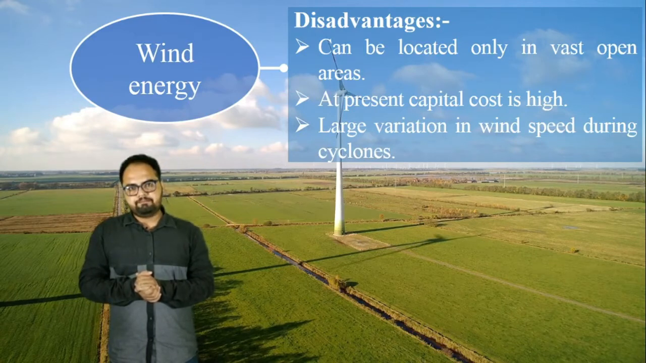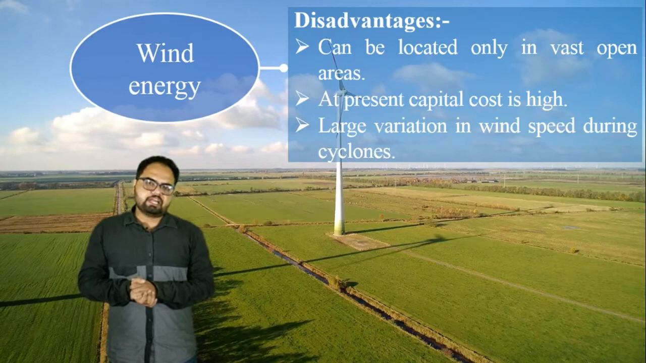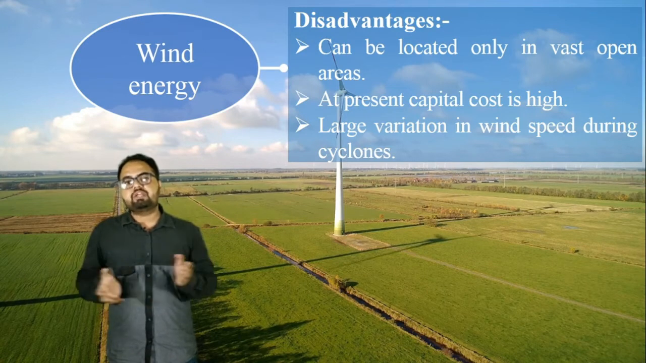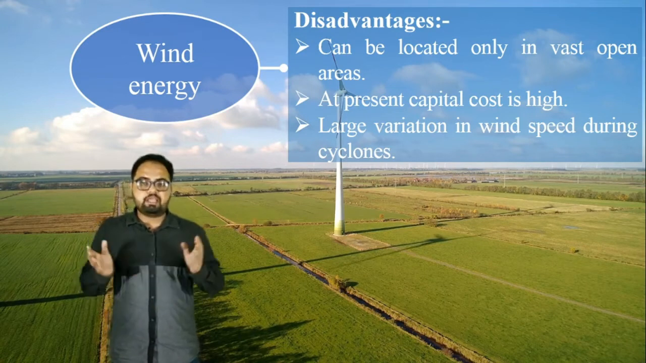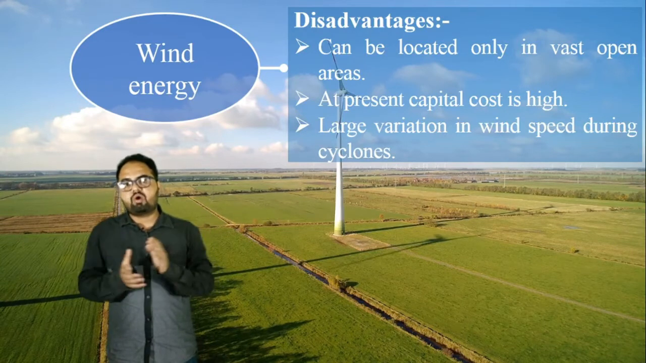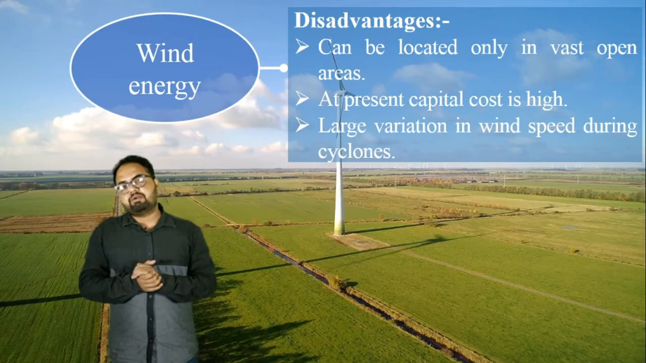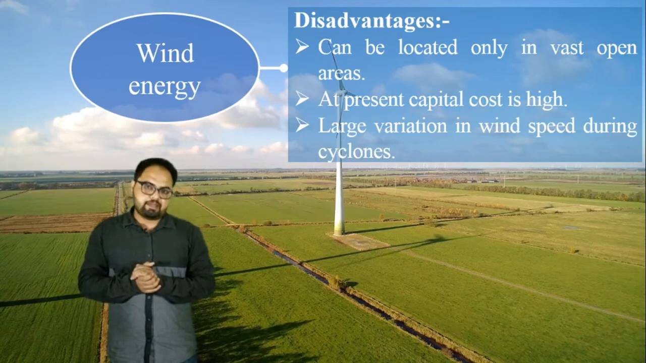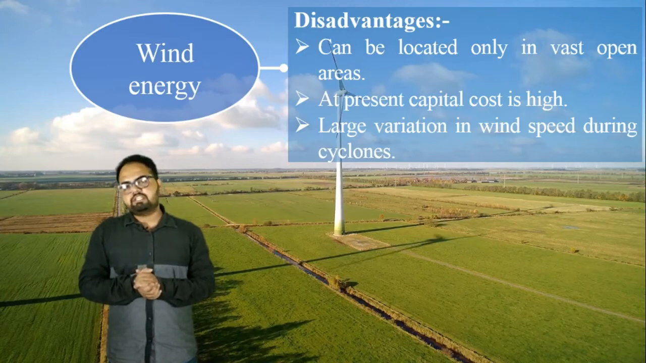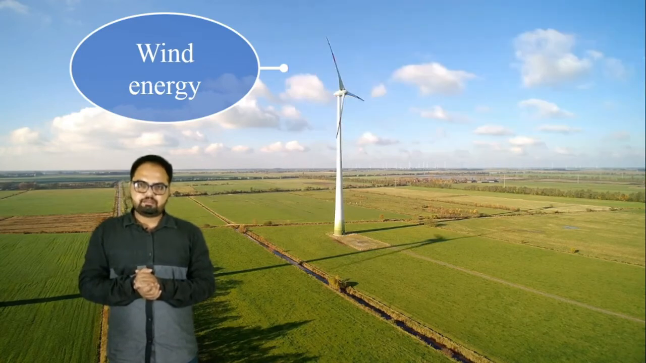At present, the capital cost of wind energy or windmills is very high, and there is large variation in wind speed during cyclones. We know that when there is a very high wind speed or a cyclone, there is a variation in the wind speed and it can damage the windmills. So these are the disadvantages of wind energy.